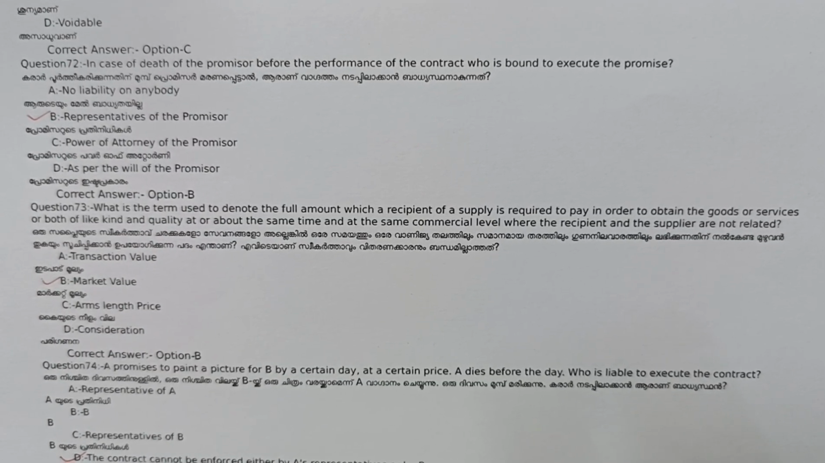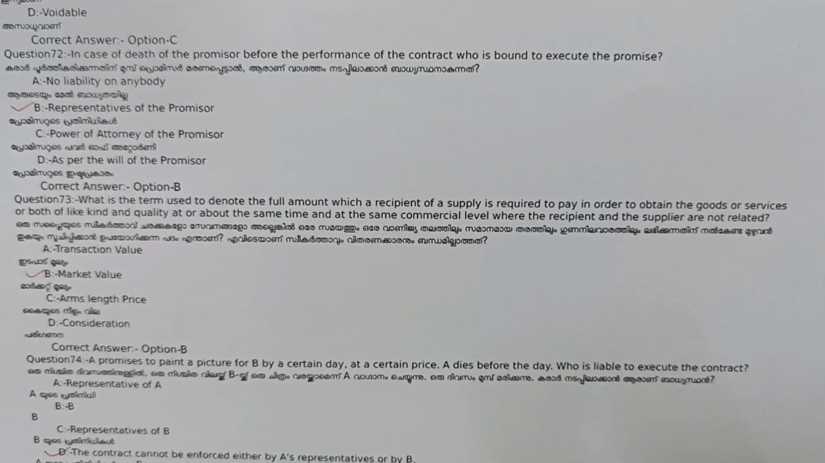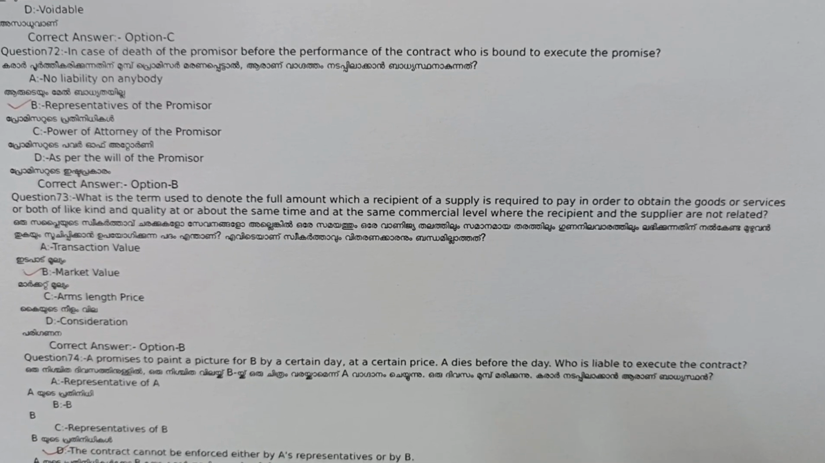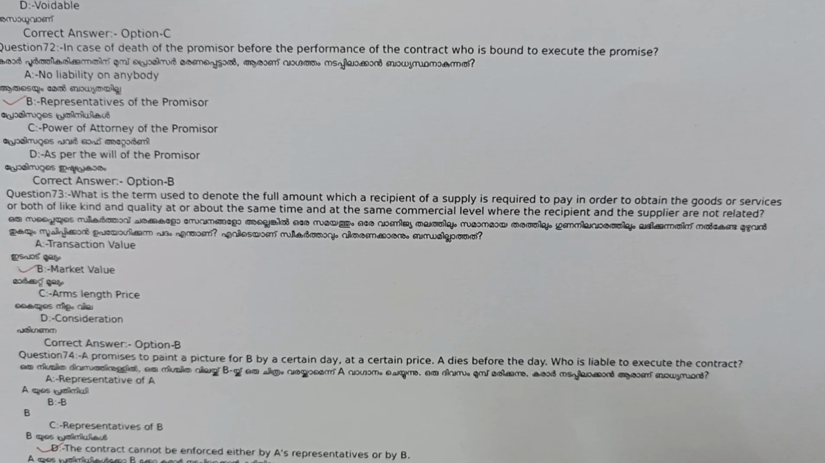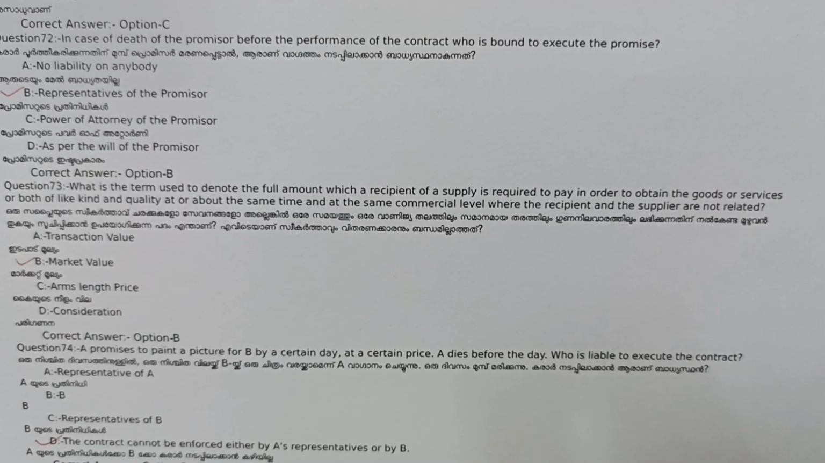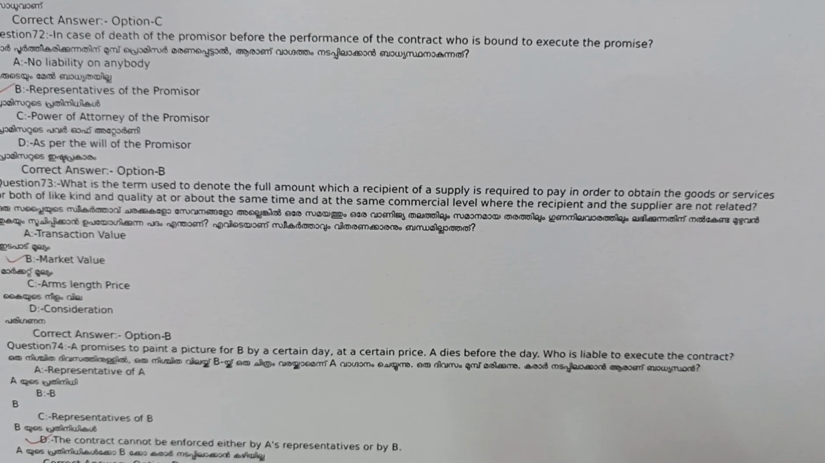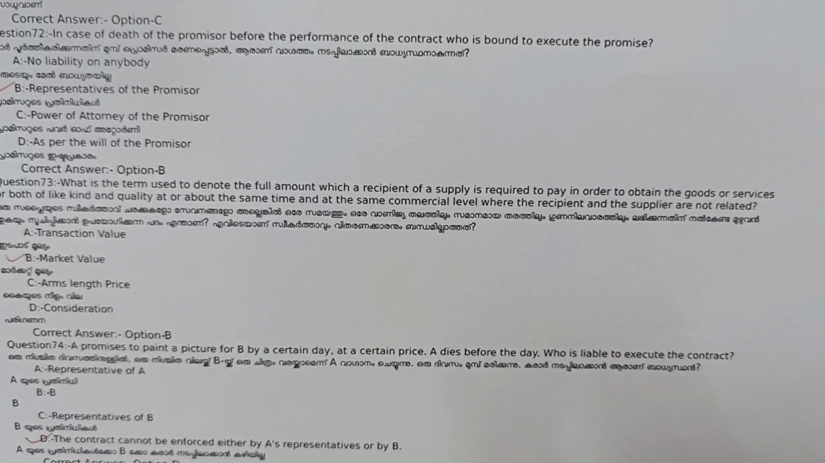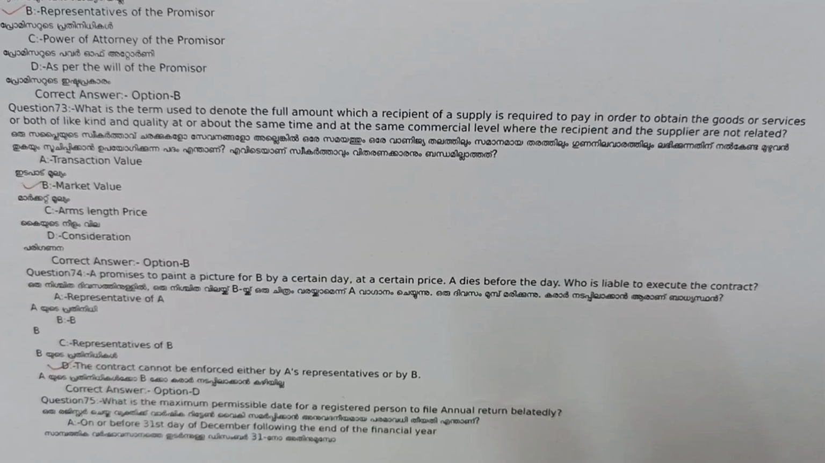Question number 73. What is the term used to denote the full amount which a recipient of a supply is required to pay in order to obtain the goods or services, or both, of like kind and quality at or about the same time and at the same commercial level where the recipient and the supplier are not related? Answer: market value. Question number 74.